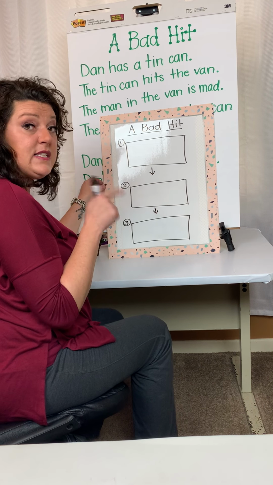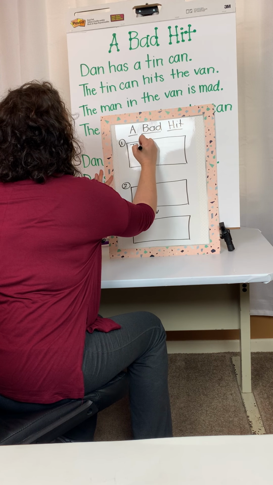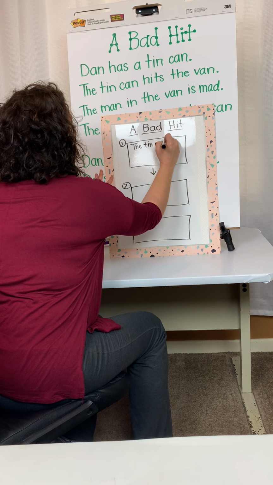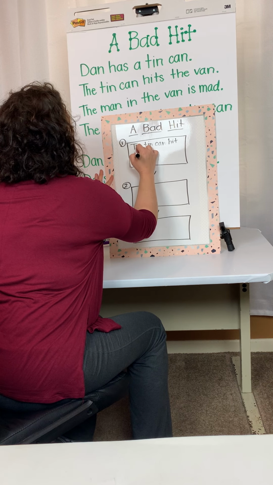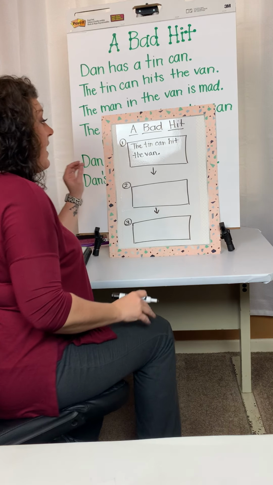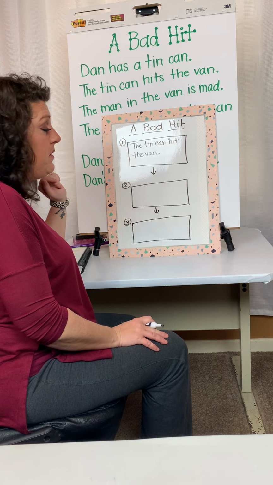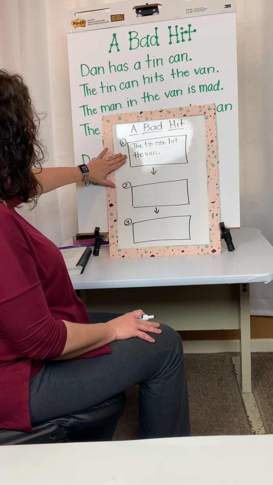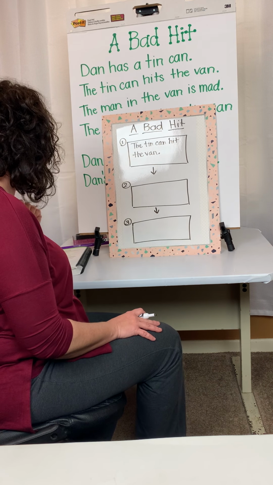So we're going to do this in sentence form. So we're going to start with a capital letter and we're going to say the tin can hit the van. And we need a period, right? The tin can hit the van. And if you need to pause to finish it up, that's absolutely fine. All right, so our first piece of information was our big problem that has happened in the story, that the tin can hit the van.